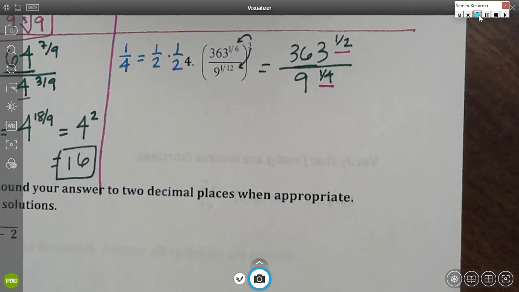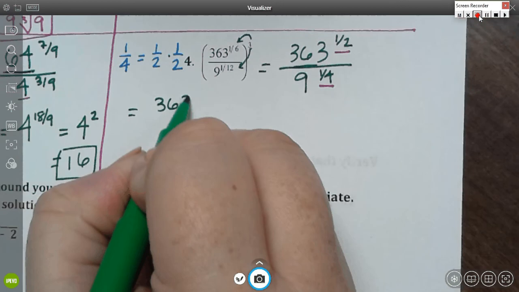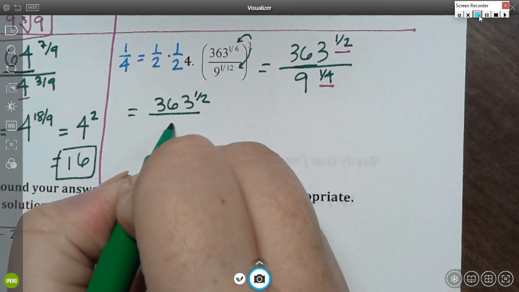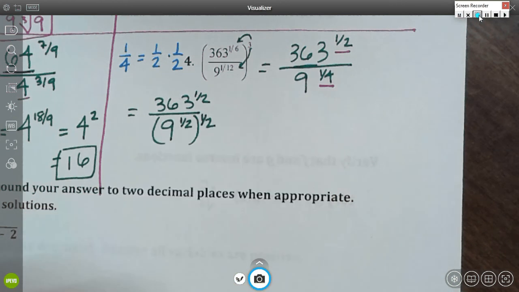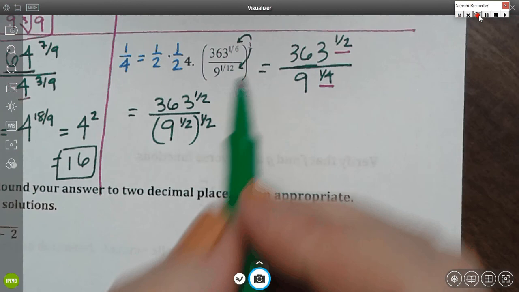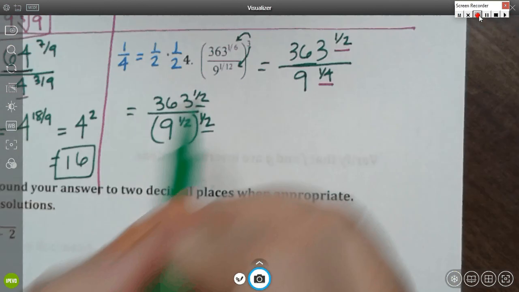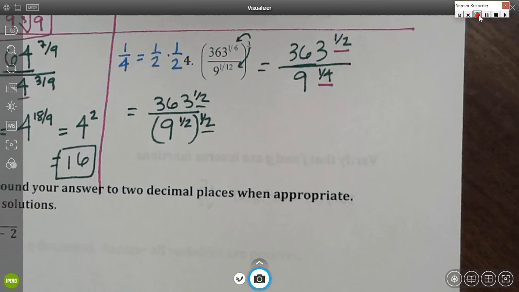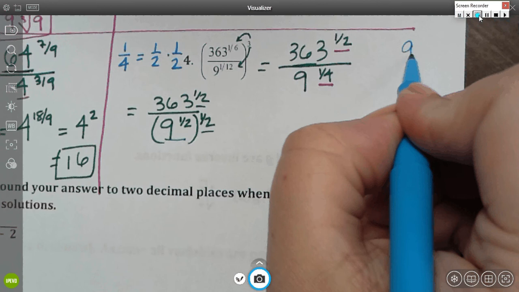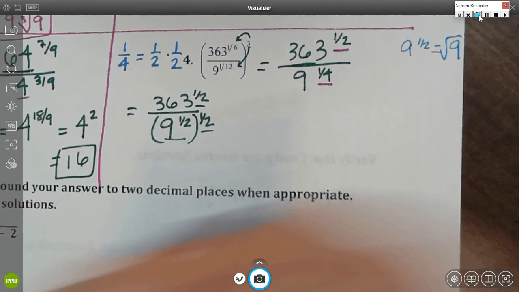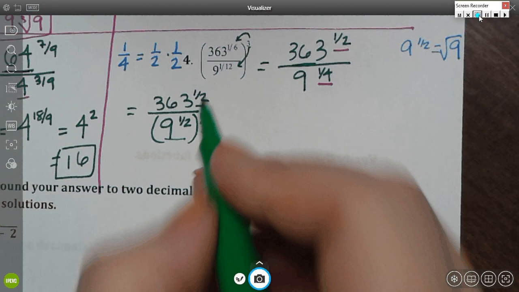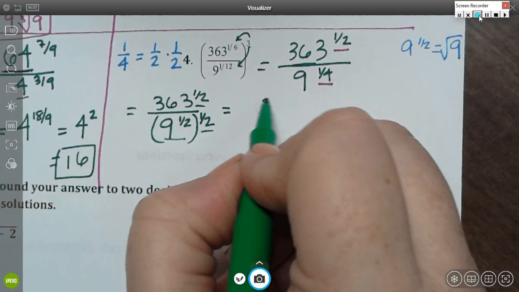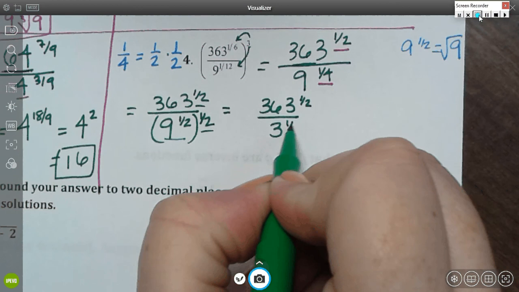So if I were to do that, I would end up with 363 to the 1/2, 9 to the 1/2, if I want to multiply them, then I write it this way, right? And this is helpful because now I have these 1/2 on the outside, and now they're both the same. So conveniently enough, 9 to the 1/2. Remember, anything to the 1/2 is the same thing as a square root, right? So 9 to the 1/2 is 3. So I get 363 to the 1/2 over 3 to the 1/2.